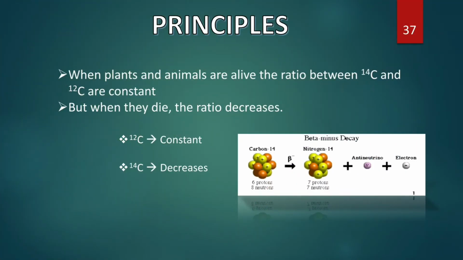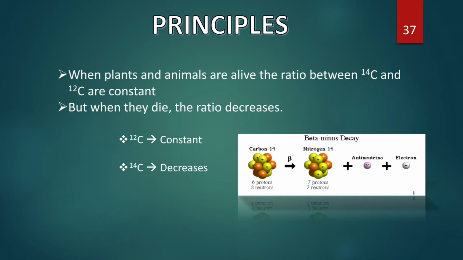So now let's see the principle of carbon dating. Before coming to this point, we need to know the basis of carbon dating. It is said that radiocarbon is constantly being created in the atmosphere. So when an organism is alive, it acquires carbon 14, and the ratio between the carbon isotopes carbon 14 and carbon 12 will be constant. But when the organism dies, it stops acquiring carbon 14 and the ratio gradually decreases.